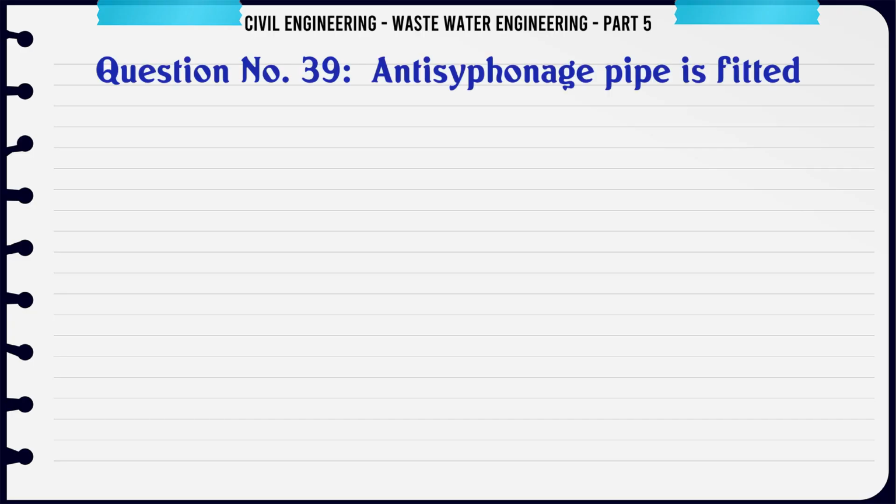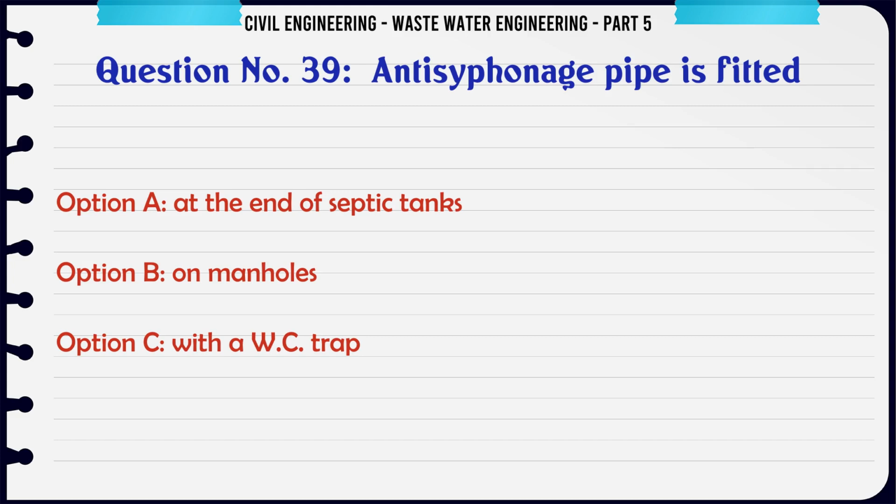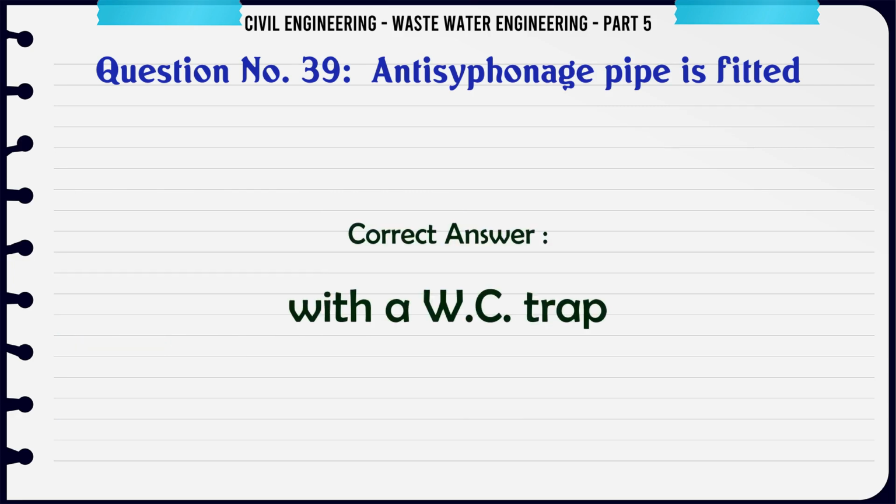Antisyphonage pipe is fitted. A. At the end of septic tanks. B. On manholes. C. With a WC trap. D. At the beginning of sewer line. The correct answer is with a WC trap.